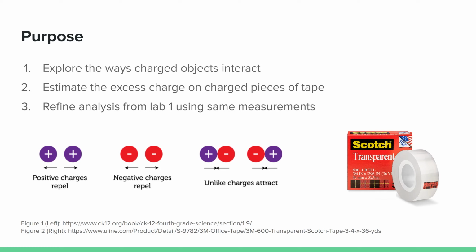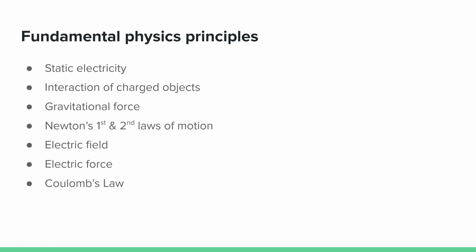So, starting off, the purpose of this lab was to explore the ways in which charged objects interact, and to use those observations to estimate the excess charge on charged pieces of clear tape. Specifically, it was to refine the observations and analysis performed in Lab 1 to develop a better model and produce more accurate results. To do this, we're going to rely on a handful of fundamental physics principles, many of which are the same as Lab 1. On top of these, we're going to add the distribution of electric charge for non-point objects, which will help us create a better model for the charged tapes.